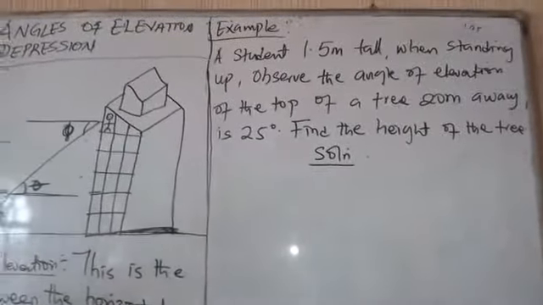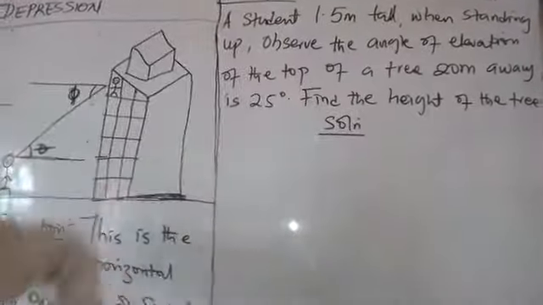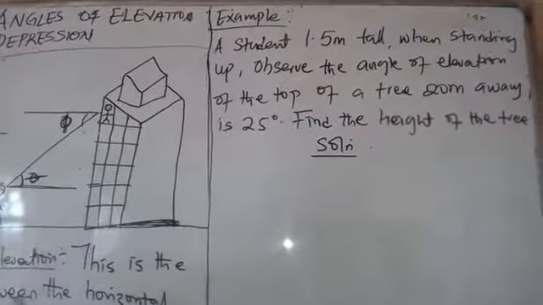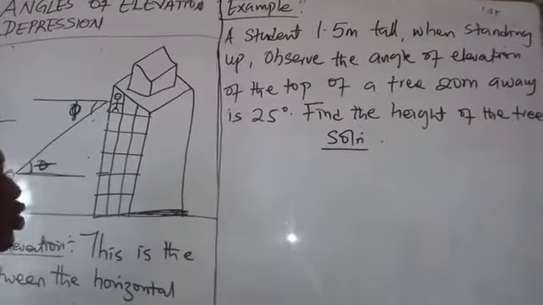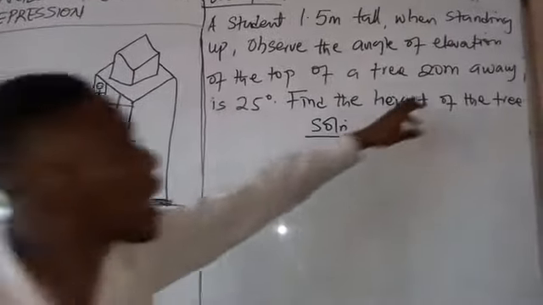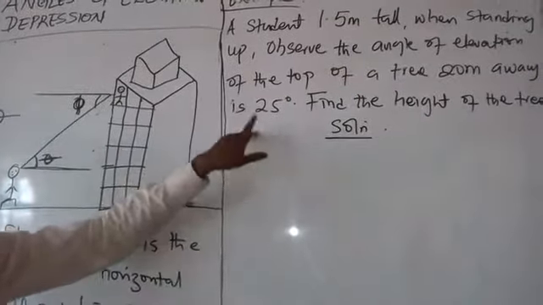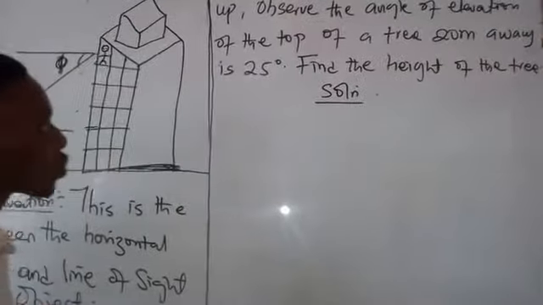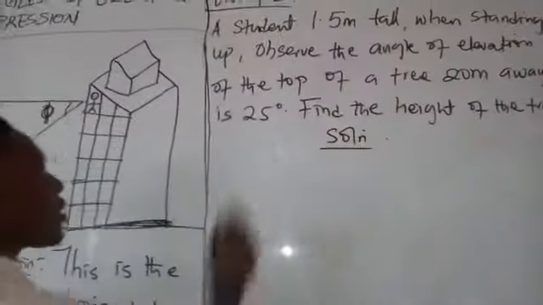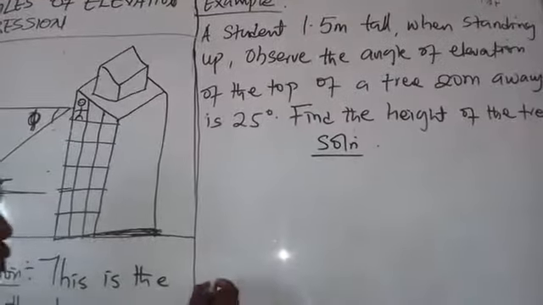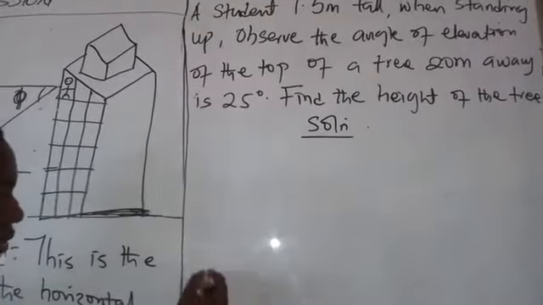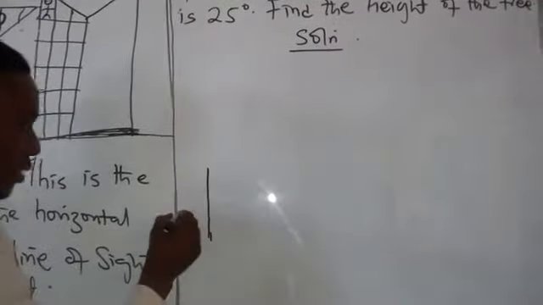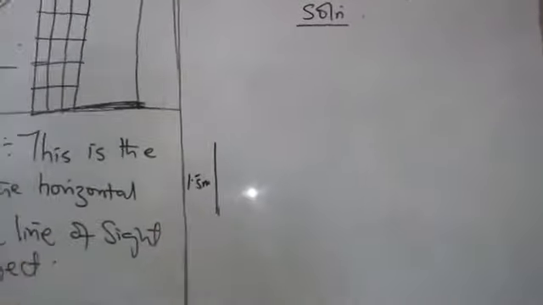Now, take a look at the question. The question says, a student 1.5 meter tall, standing up, observes the angle of elevation of the top of a tree 20 meter away is 25 degrees. Find the height of the tree. So this is a very simple application question. Already they told you that the student is 1.5 meter tall. So if the student's name is Adeze, this is the height of Adeze, 1.5 meter tall.